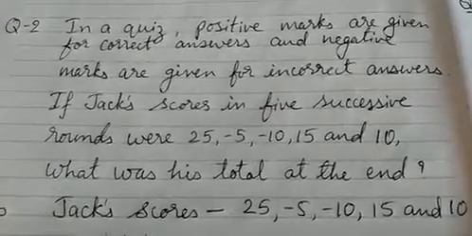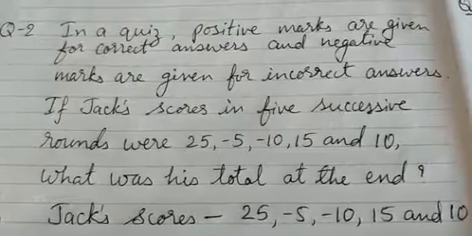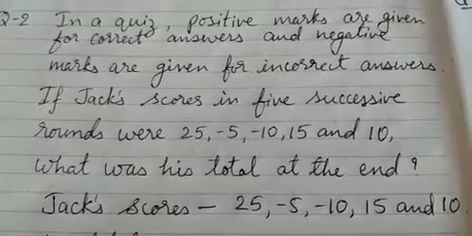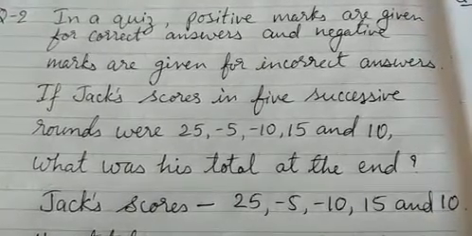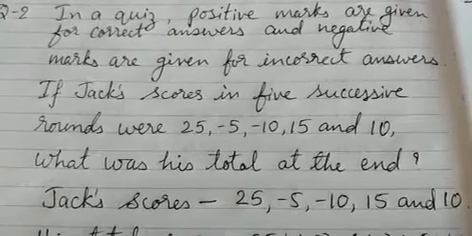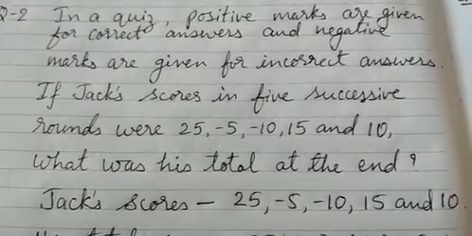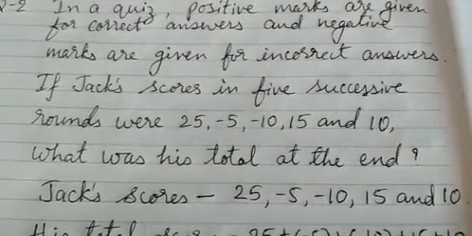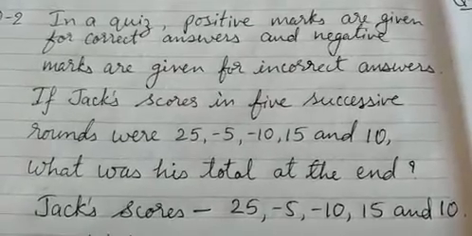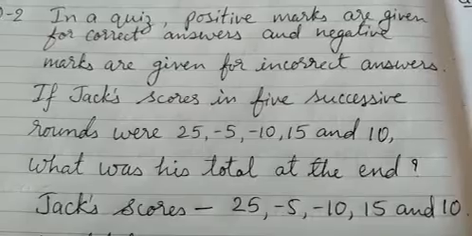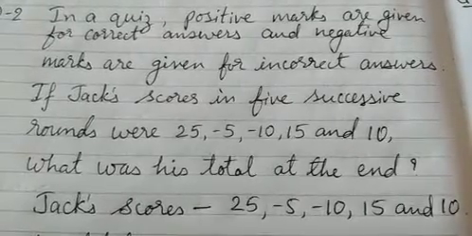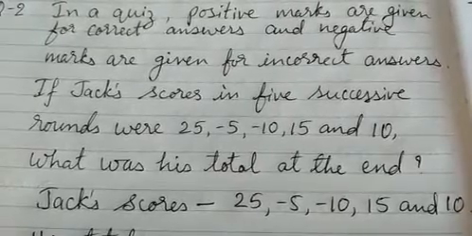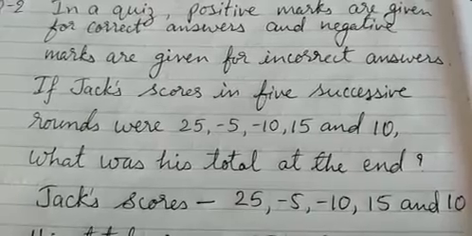Question I'll read for you. In a quiz, positive marks are given for correct answers and negative marks are given for incorrect answers. If Jack's scores in 5 successive rounds were 25, minus 5, minus 10, 15 and 10, what was his total at the end? So what is given to you in the question? Scores in 5 successive rounds of Jack are given to you. So what are you going to do to find out the total score?